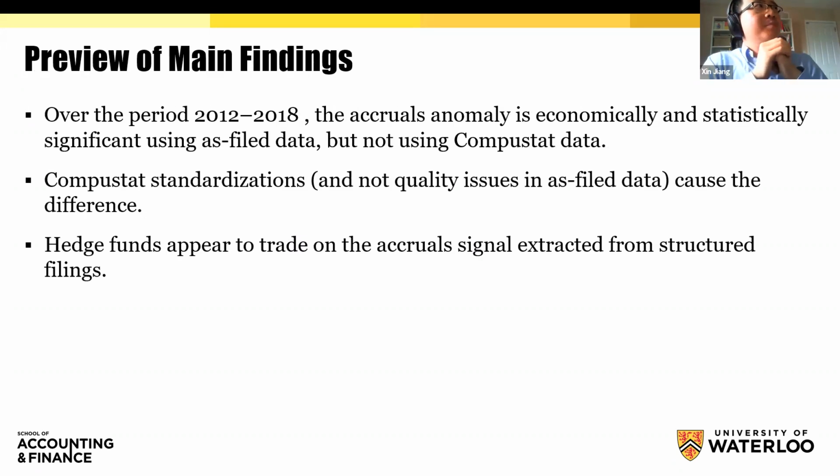So here is a summary of our findings. We find that during the period between 2012 and 2018, operating accruals have different values between CompuStat and XBRL data.